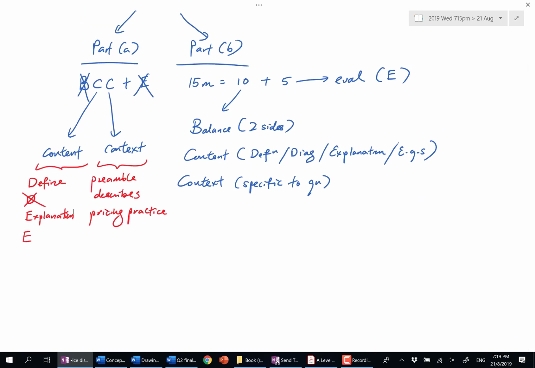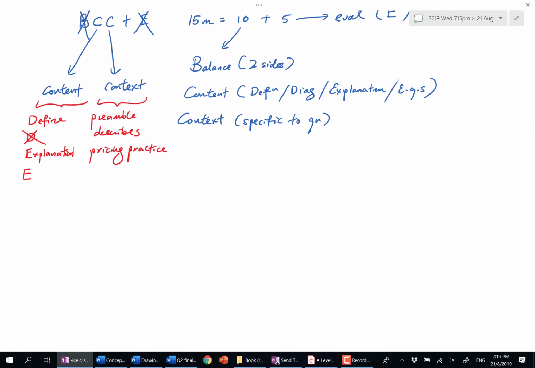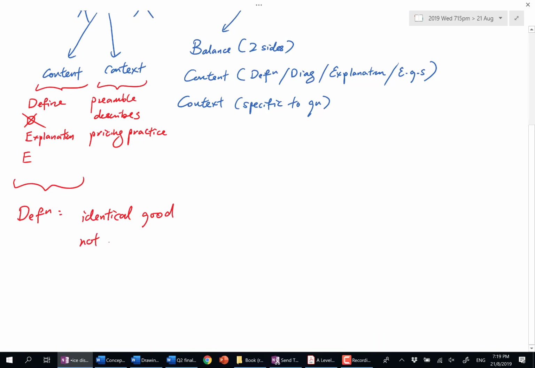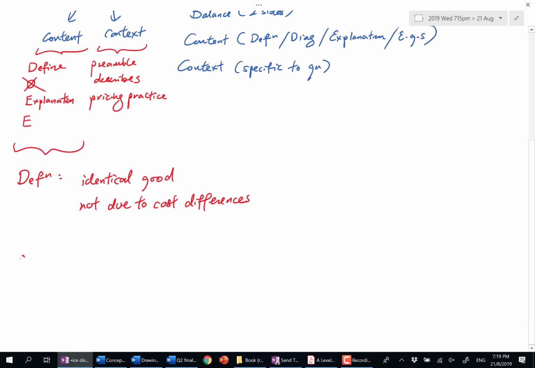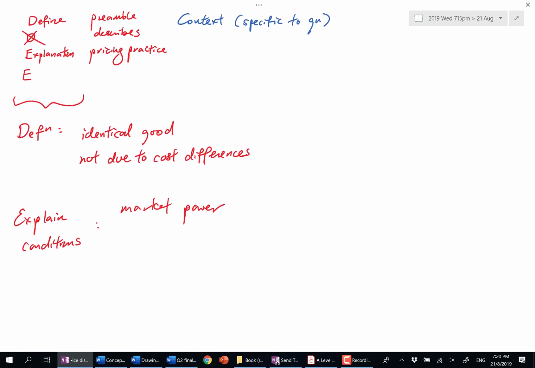Let's do a quick recap. When you're thinking of price discrimination, under your definition, we always say it's the same good, or I should say identical good. And it's not due to cost differences. But when you explain price discrimination, you have to explain the conditions for price discrimination. The conditions are you need market power. For price discrimination, you need to be able to segment the market.